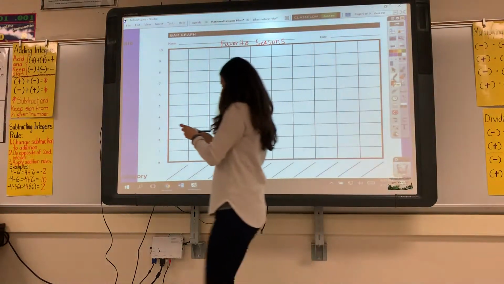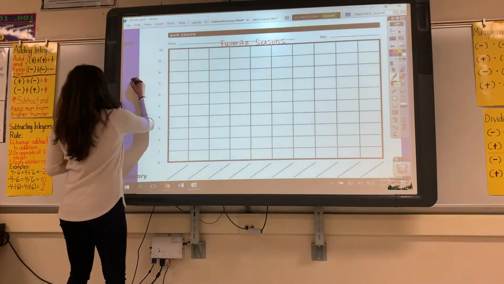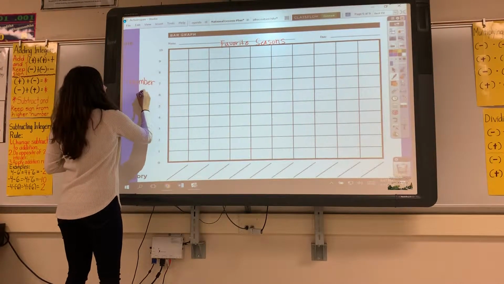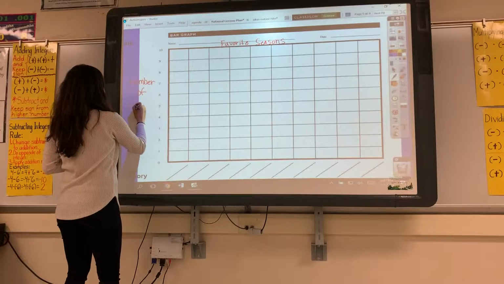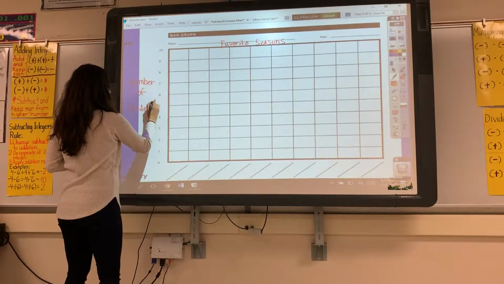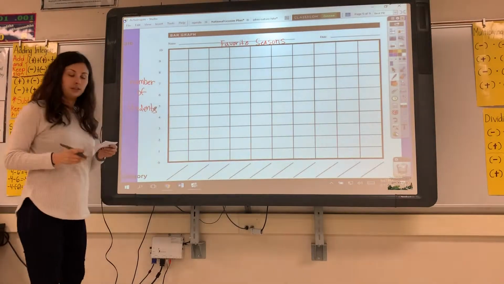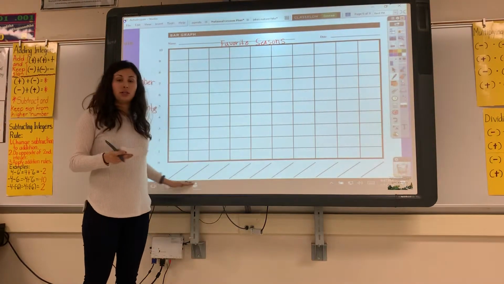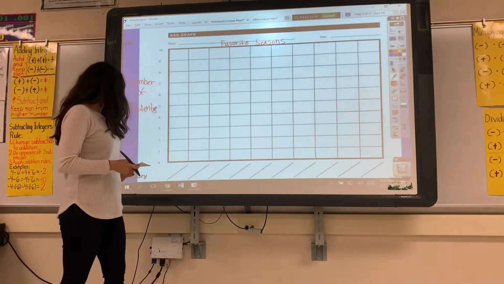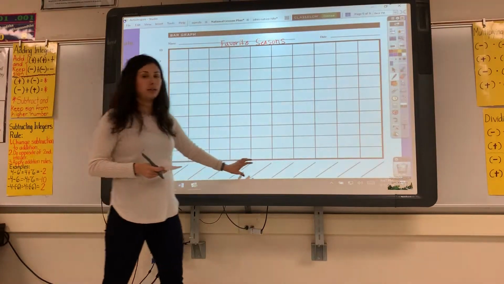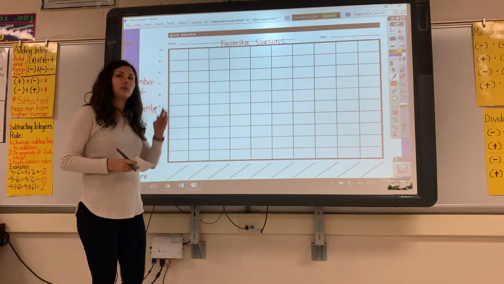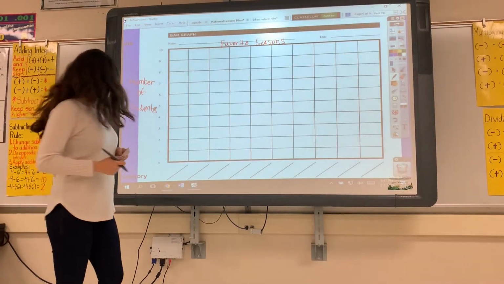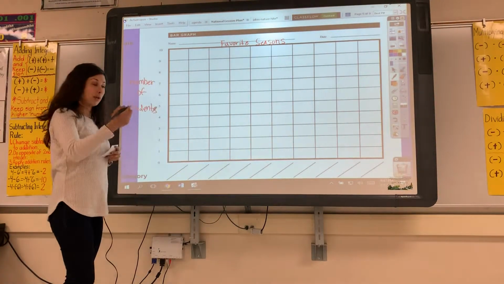Okay, so let's go ahead and write number of students. Good. Now we need the bottom part of the graph. We need to label the category. Who remembers the categories? Okay, the seasons. Good, yeah. We're starting with winter.